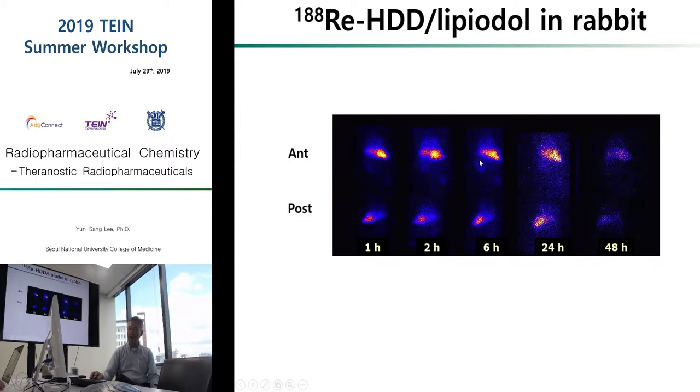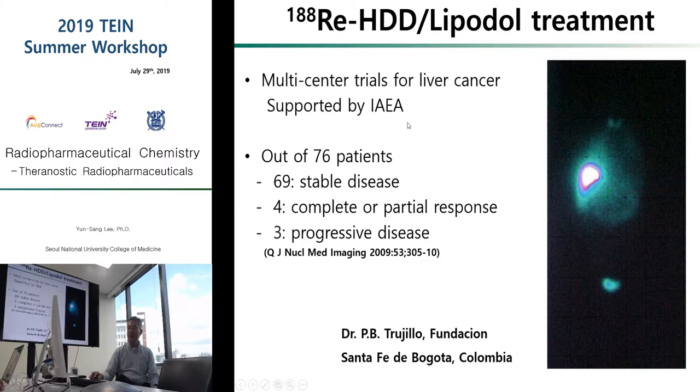The radiopharmaceutical is retained in the liver. After that, our compound was used as a new radiopharmaceutical for a multi-center clinical trial supported by the IAEA. Out of 76 patients, almost 90% had stable disease. Liver cancer patients at that stage had no therapeutic tool, so almost 90% stable disease means a very good radiopharmaceutical for cancer patients.